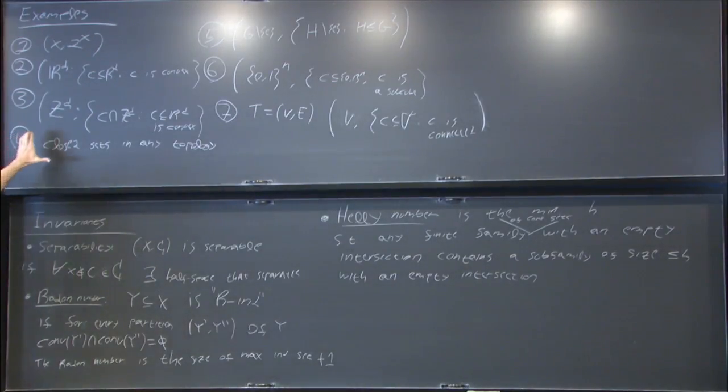No, so I said here the Radon number is at least 2 to the d. And you said that the lower bound comes from the cube. I think so, yes. They're the same. Convex hull is not the same thing.